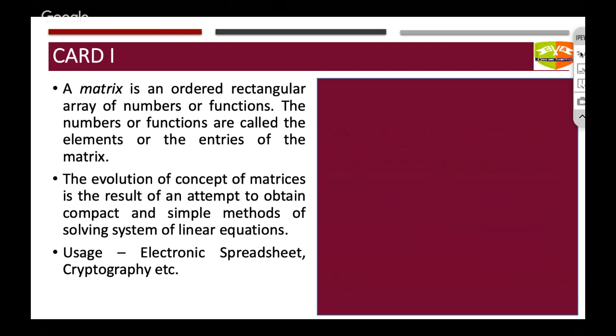Matrix is an ordered rectangular array of numbers or functions. So what do I mean by this statement? Let me go a little bit back into the history of the evolution of matrix and why it was evolved. Actually, matrix was evolved when we were attempting to solve linear equations. We all know how to solve linear equations by substitution method or elimination method.